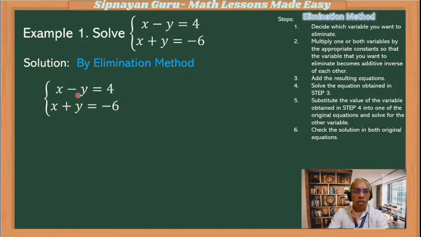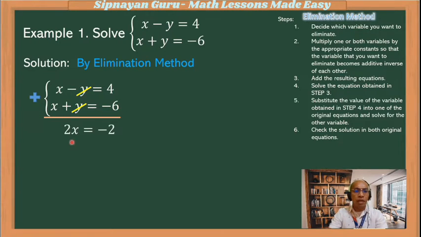So in this case, we will eliminate y. How are we going to eliminate? We will add the two equations. By adding the two equations, this y will be cancelled out. Since they are additive inverses, their sum is equal to 0. So what we're going to add now is the x, and 4 plus -6.